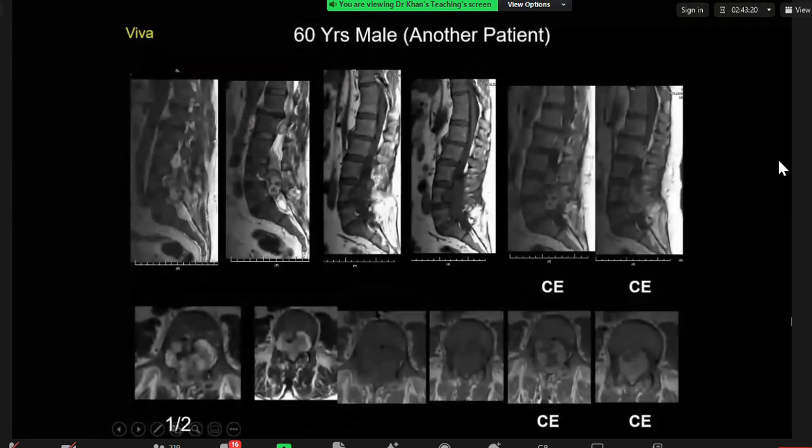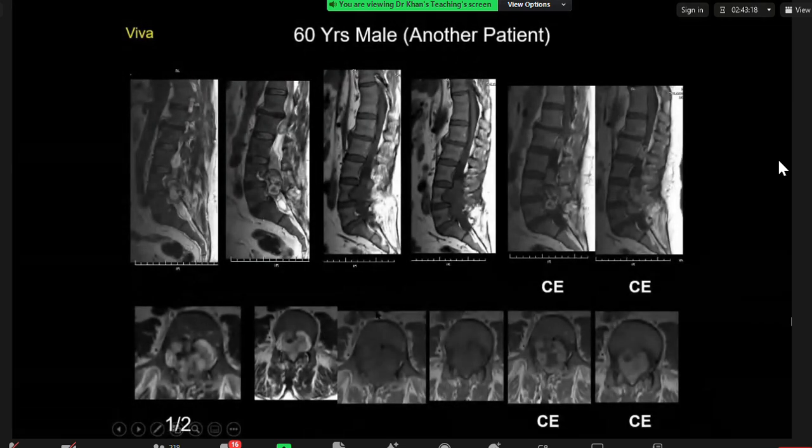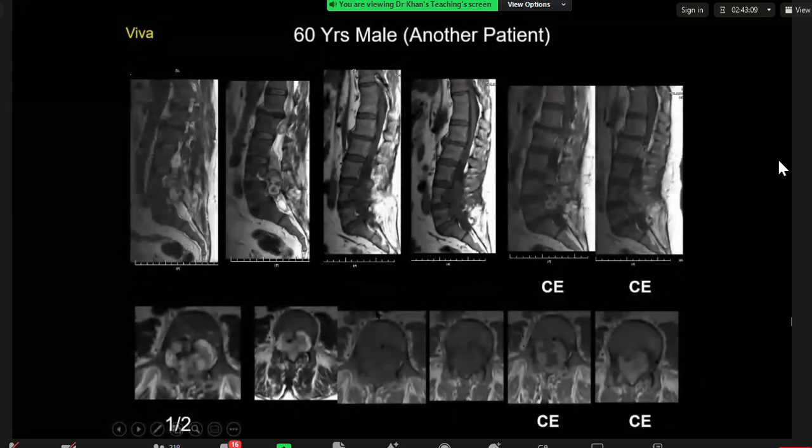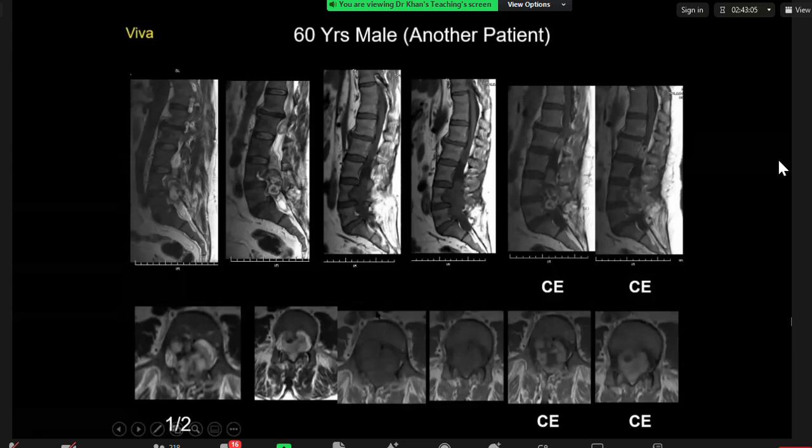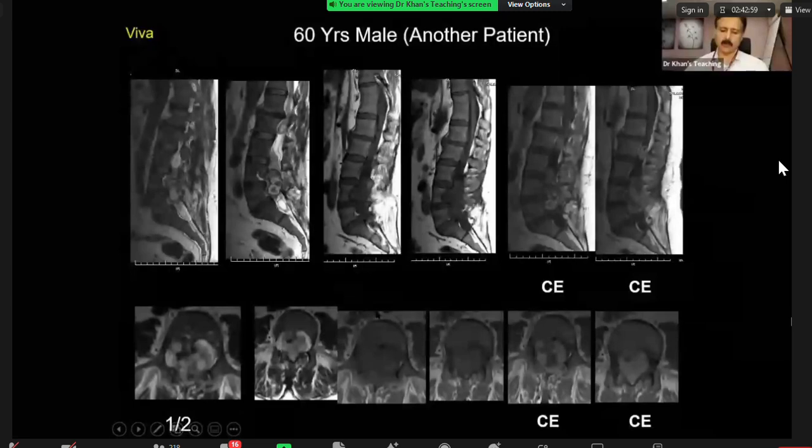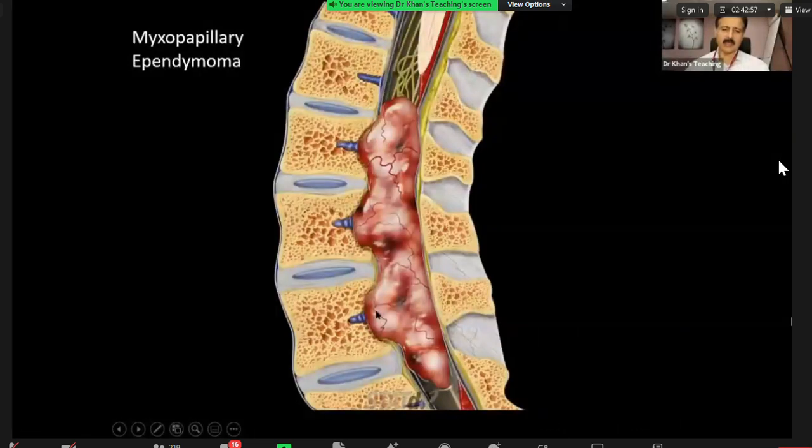Having a look at the axials, it's causing significant canal stenosis, and at the level of L4, L5, I expect it to be involving the cauda equina nerves. Given this location, my top differential will be a myxopapillary ependymoma. Myxopapillary, right? Myxopapillary ependymoma. This is the word, myxopapillary ependymoma.